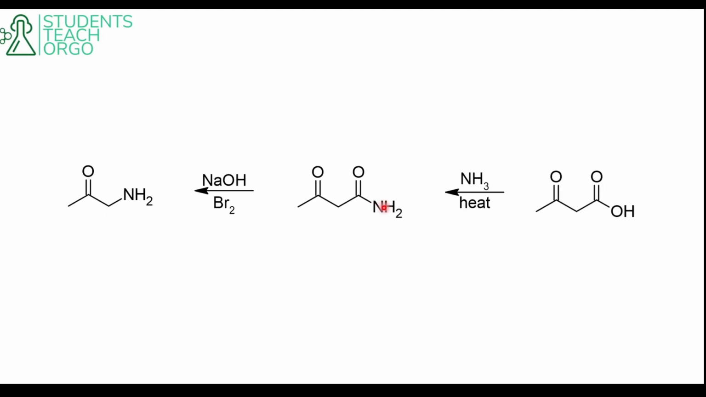And then to get from what they give us as our precursor molecule, which is this right here, to the amide, we know that if we have a carboxylic acid, we can just treat it with ammonia and heat, and that will replace the OH of the carboxylic acid group with the NH2 and create the amide that way. So this is another way to create an amine.